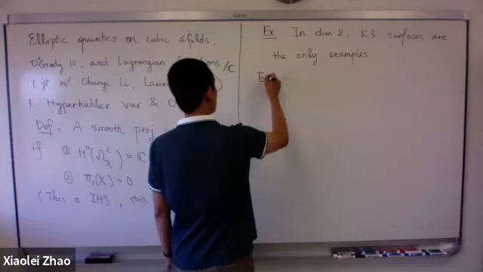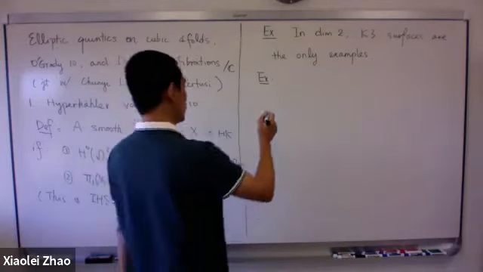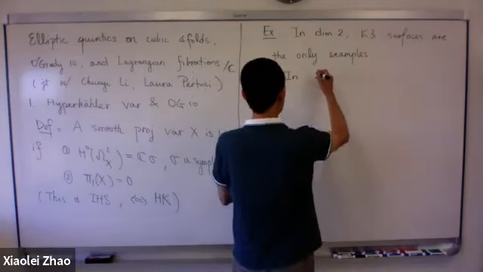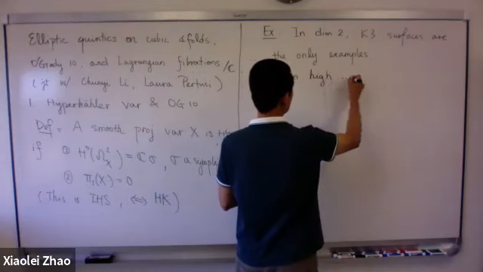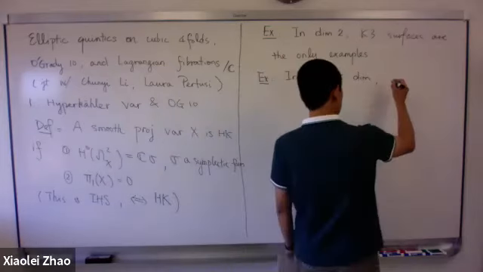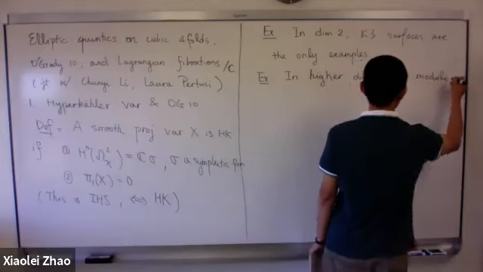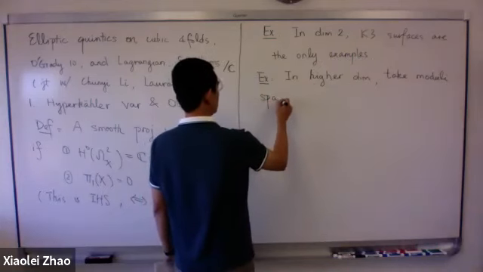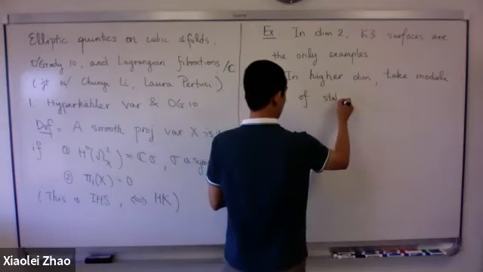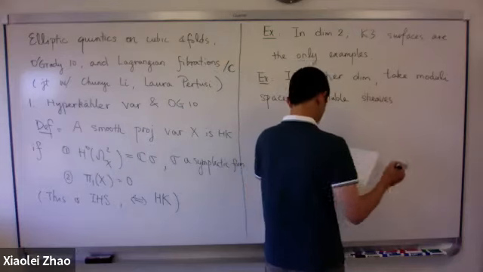Now I want to ask the question, what's happening in higher dimension? All the known constructions in higher dimension of smooth projective examples are actually somehow done by algebraic geometry. So in higher dimension, dimension at least 4, what we can do is take moduli spaces of stable sheaves on K3 surfaces.